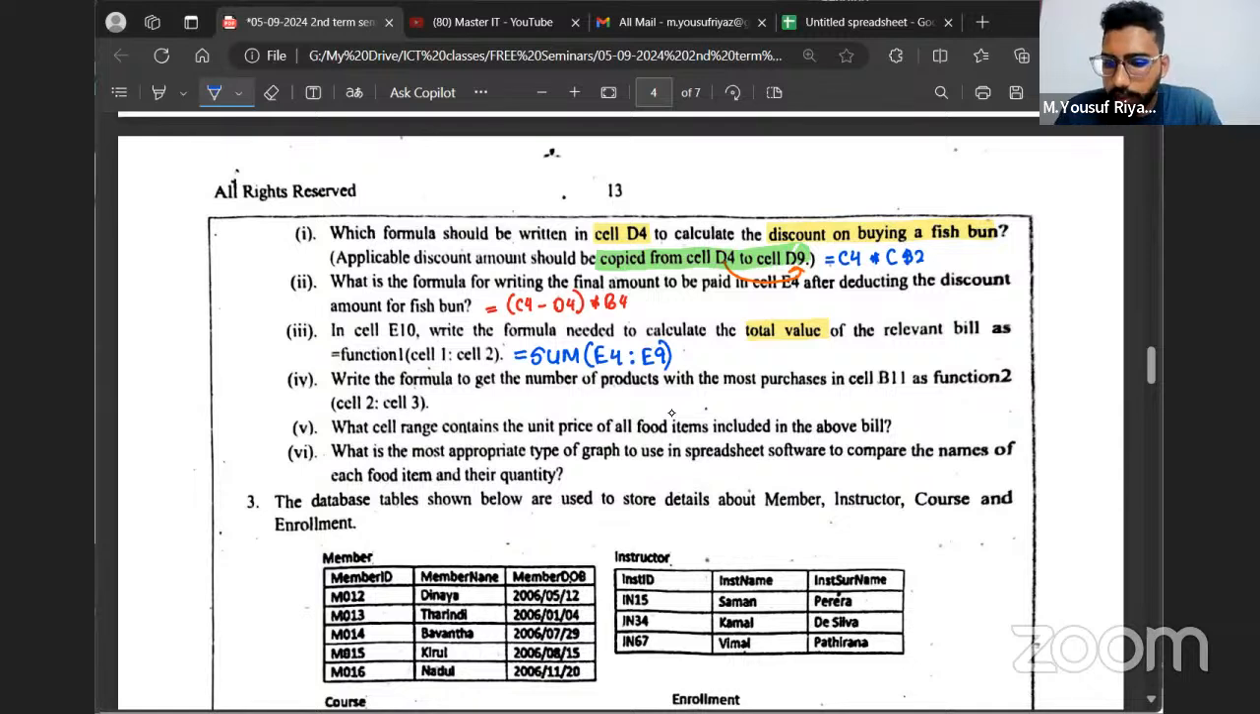Is there a possibility they give the final cost and ask for the formula to find the quantity? Yeah. No, they will not ask you to find the quantity because that's not practical. Practical is not a mathematical question. They are about spreadsheet, so you don't get those type of questions.